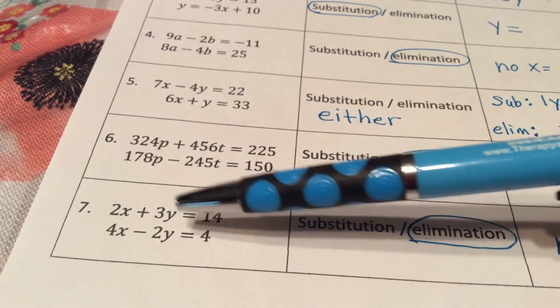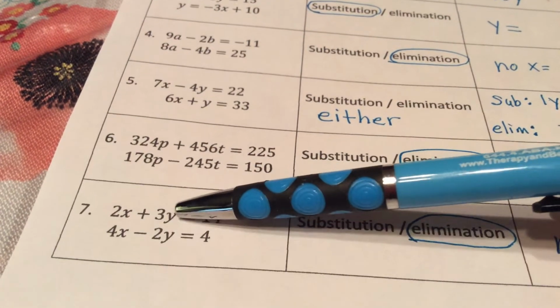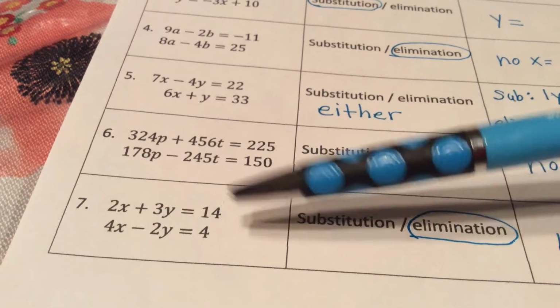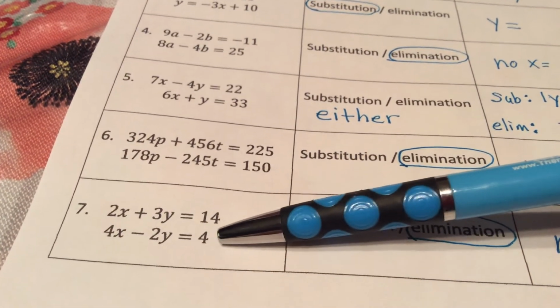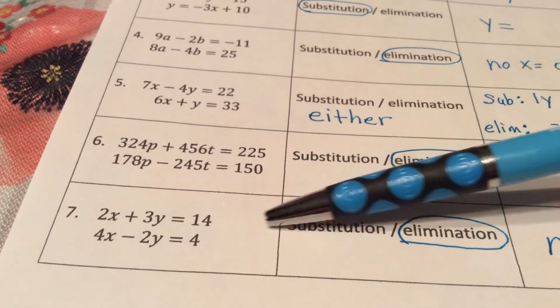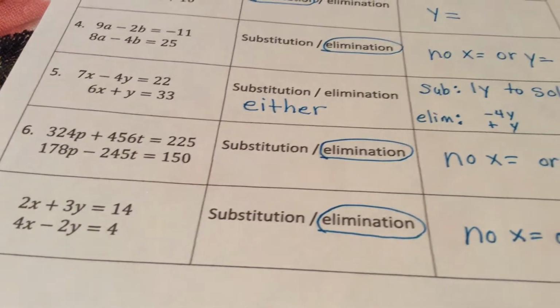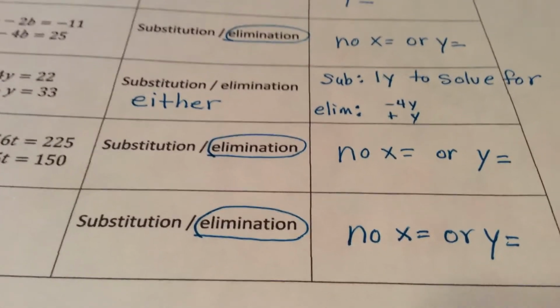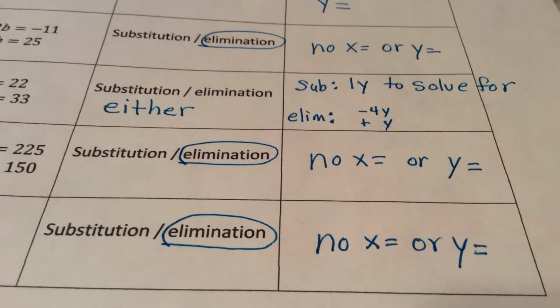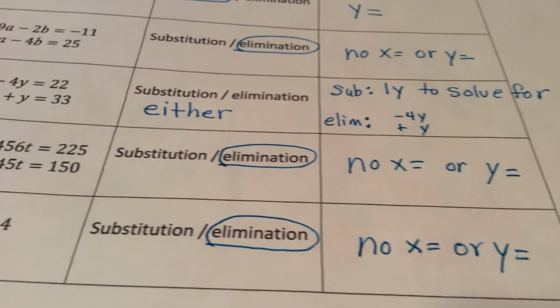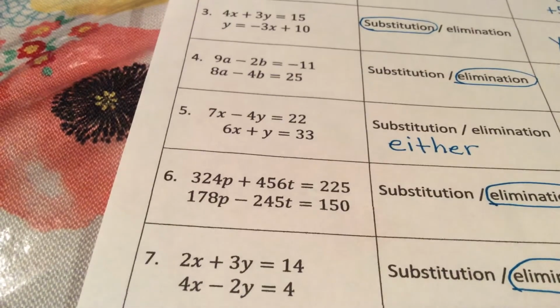On the next one, we have 2x and 4x. We have 3y and minus 2y. This one would be possible to substitute, but it wouldn't be nearly as easy as eliminating. And the elimination is because we don't have an x equals or a y equals. And that is basically how you decide whether you want to substitute or eliminate.